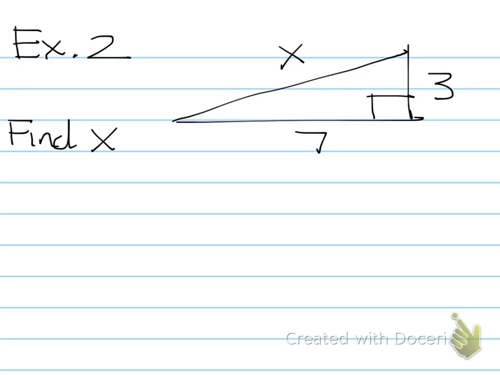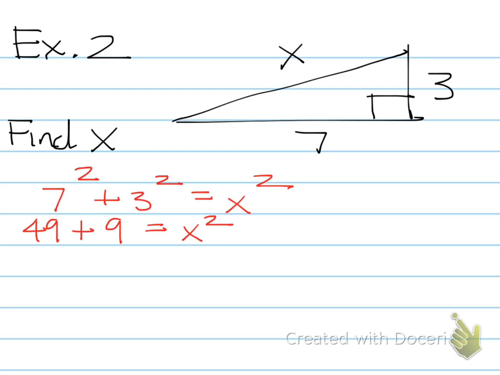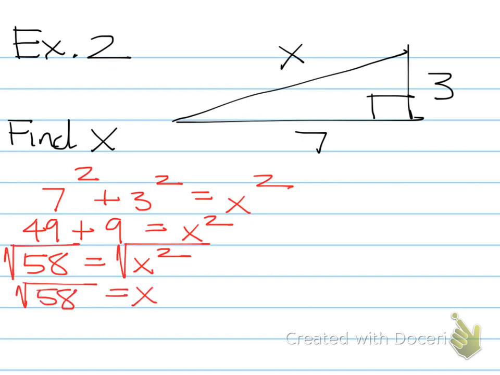For this right triangle, we would set it up as either 7 squared plus 3 squared equals x squared, or you can write it as 3 squared plus 7 squared equals x squared, but x is the hypotenuse, so it should be by itself on one side of the equation. That gives us 49 plus 9 equals x squared. 58 equals x squared. Take the square root of both sides, and x is going to equal the square root of 58.